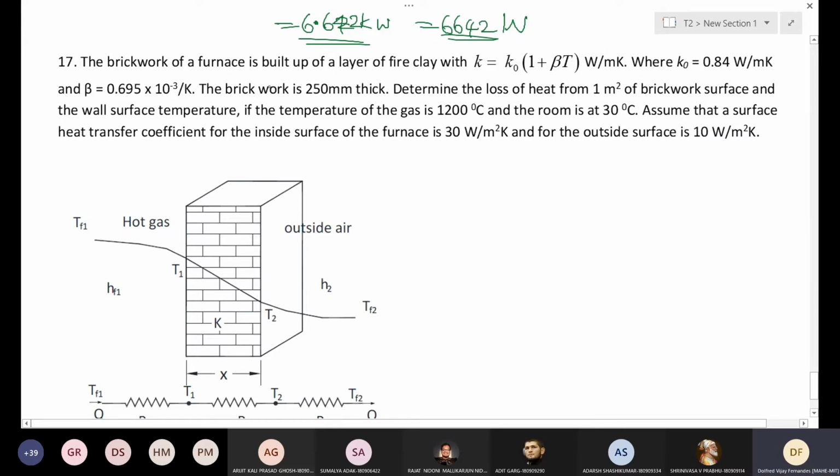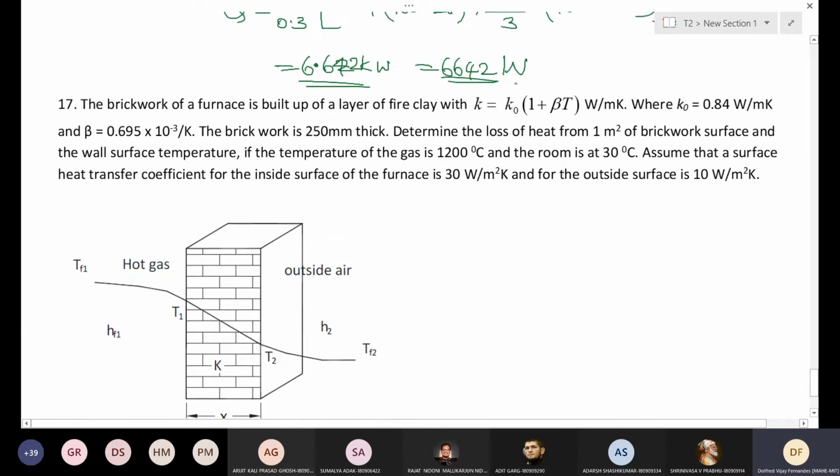So brickwork of a furnace is built up of a layer of fire clay. This is the fire clay wall whose thermal conductivity is a function of temperature. K0 and beta values are given here. The brickwork is 250 millimeter thick. Determine the loss of heat from 1 meter square of the brick surface and the wall surface temperature if the temperature of the gas is 1200 degrees centigrade and the room temperature is 30 degrees centigrade.